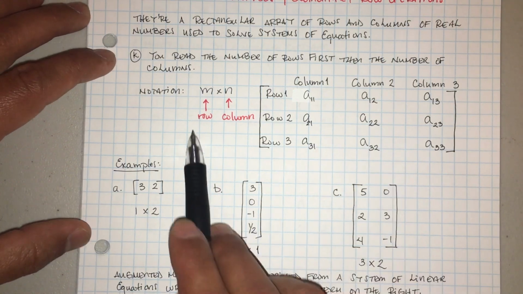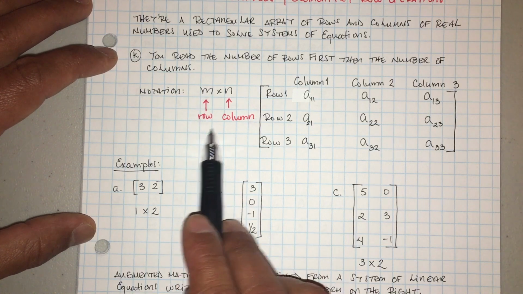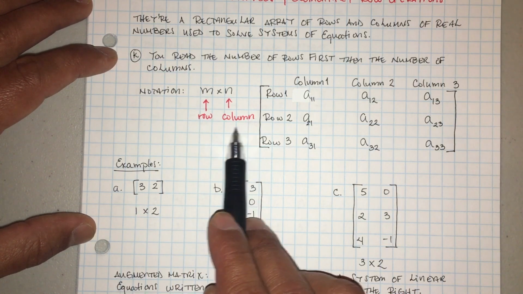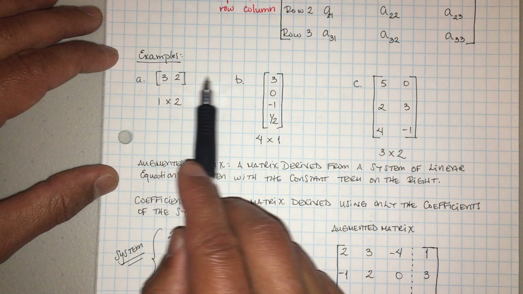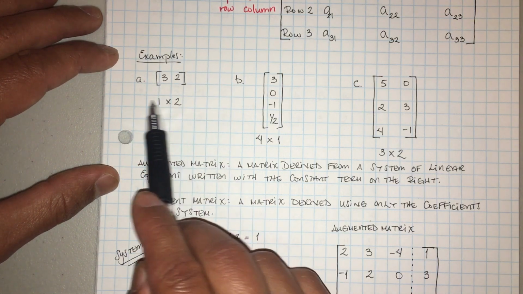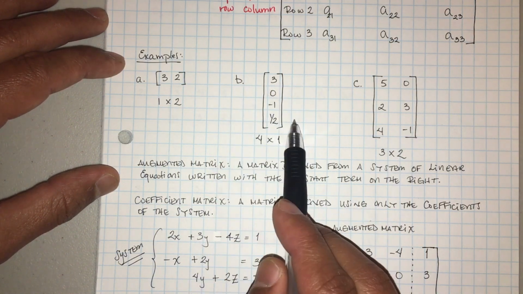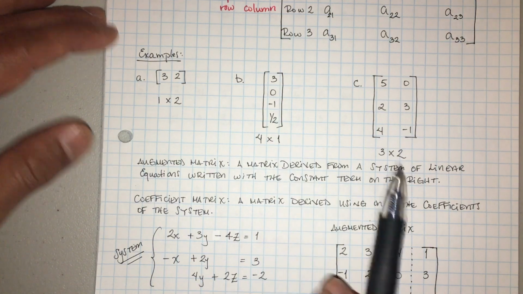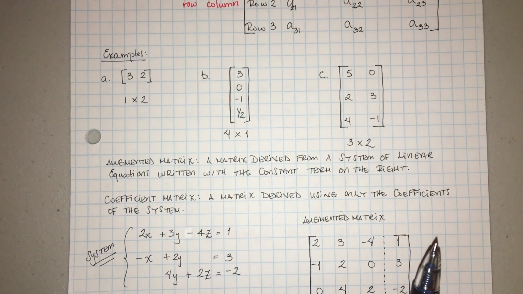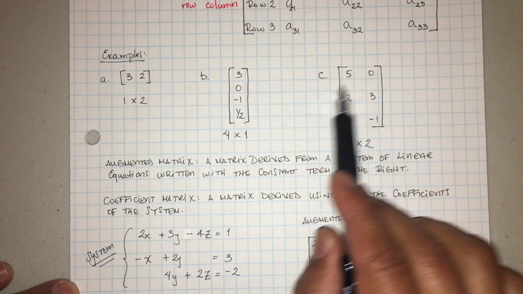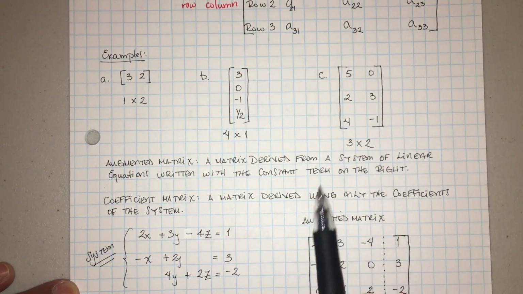Okay, and we always say a matrix is M times N, or A times B. The first number is always the row, and the second number is always the column. If you notice over here, I have some examples. This one has one row and two columns, so this is a 1 by 2 matrix. This one has 1, 2, 3, 4 rows and only one column, so it's a 4 by 1. The order is important because later on we're going to be doing operations with matrices. And this one has 1, 2, 3 rows and 2 columns, so this would be a 3 by 2.